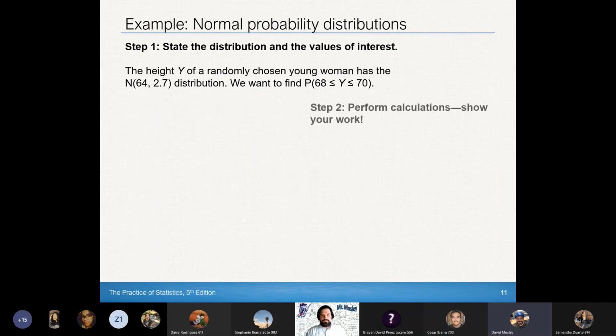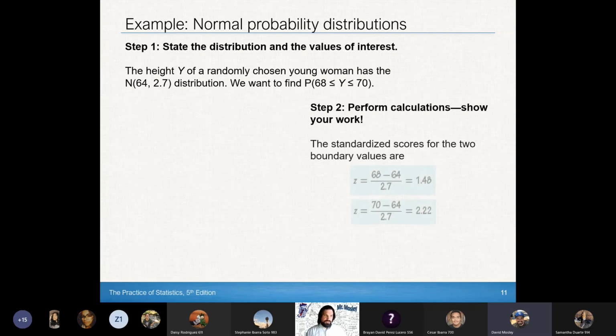So perform calculations and show your work. Standardized scores for the two boundary values, 68 and 70, are here. Remember, z equals your outcome minus the mean divided by the standard deviation. That's how we get a z-score. You're going to want to remember this. This formula is not going to be provided on your formula sheet for the AP exam. So the z-score for 68 is 1.48. The z-score for 70 is 2.22.